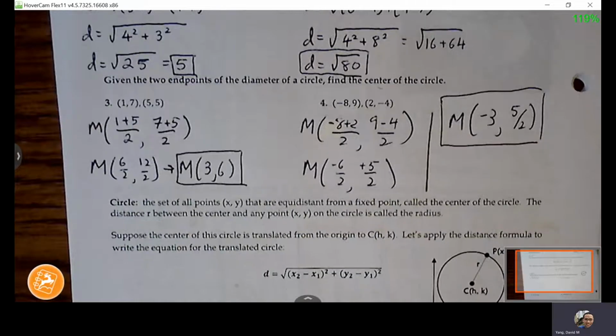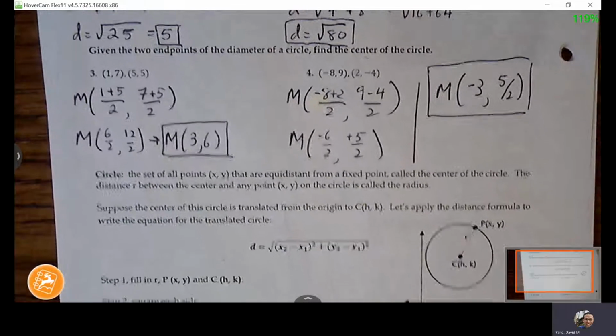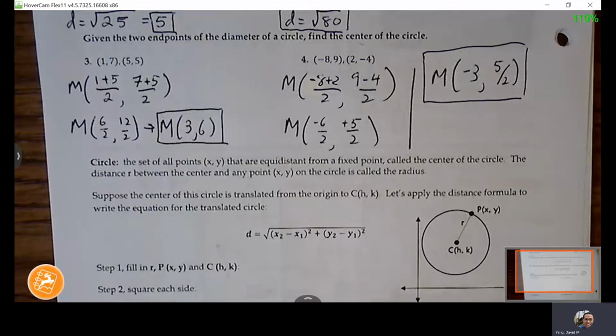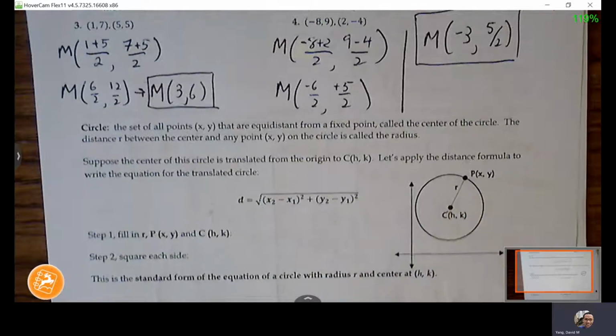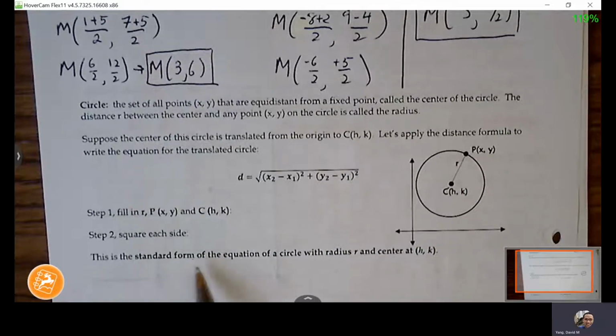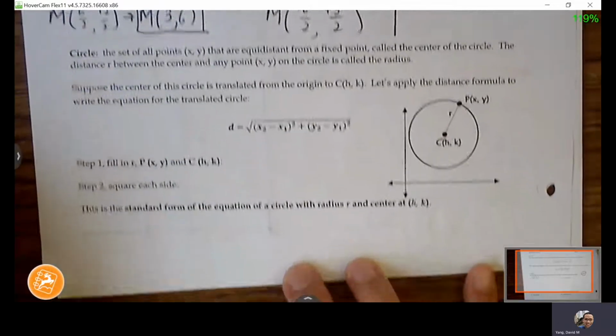Okay, you've seen the circle formula before, but we'll just revisit how we got there. A circle is a set of all points that are the same distance from a fixed point, and that fixed point we call the center of the circle. The distance between the center and any point on the circle is called the radius. Suppose the center of the circle is translated from the origin to (h, k). You basically use distance formula to find that radius. The standard form of an equation with a radius r and center at (h, k) will look like this.